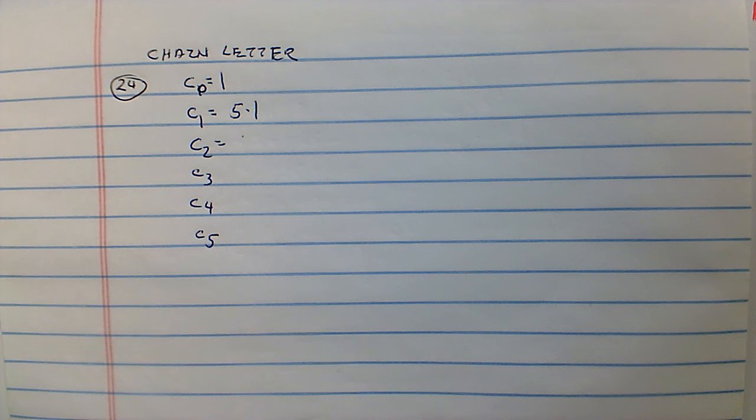Problem number 24 deals with something called a chain letter. Now, a chain letter is something that used to happen quite some time ago, so I don't think any of you guys are ever really familiar with this nowadays. But it works, as it says in the text, as follows.